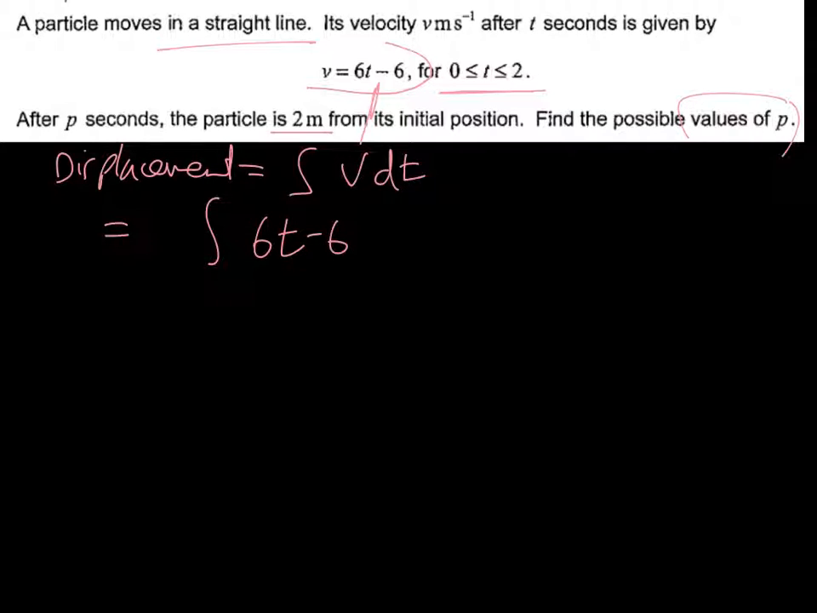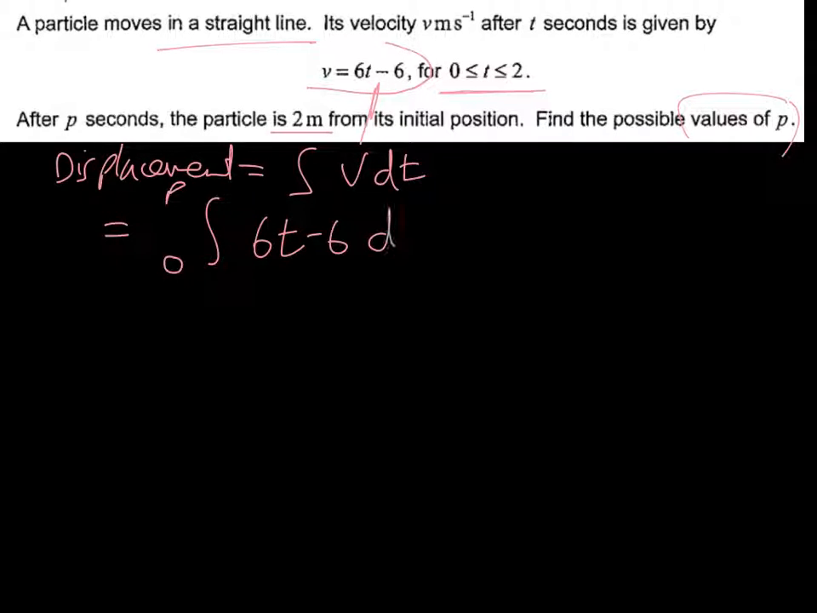So, we should be able to recognize that the displacement is going to be equal to the integral of velocity with respect to time. So we can calculate the integral of the velocity function, which we've got here, which is 6t minus 6. And we want to do that between p seconds and the time 0. So we'd here work out the difference in displacement between 0 and p, which we know is going to be 2 meters, or we know it's 2 meters from its initial position.